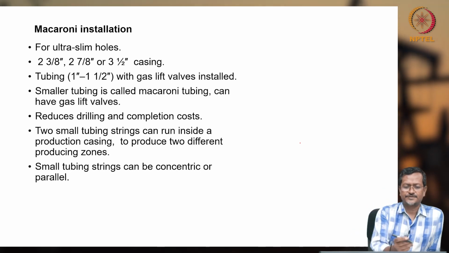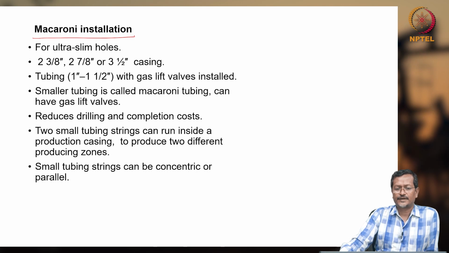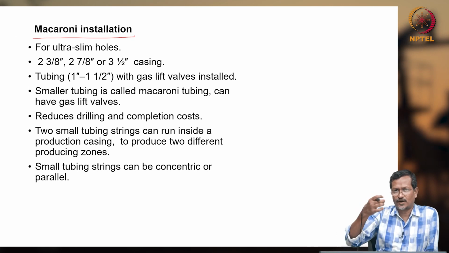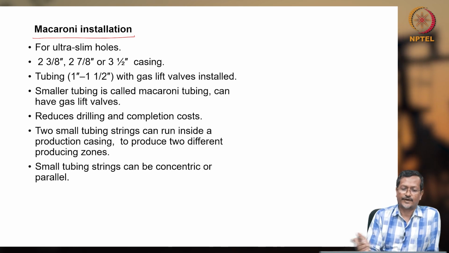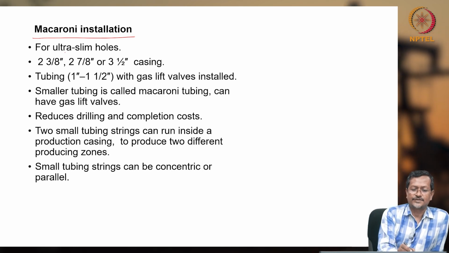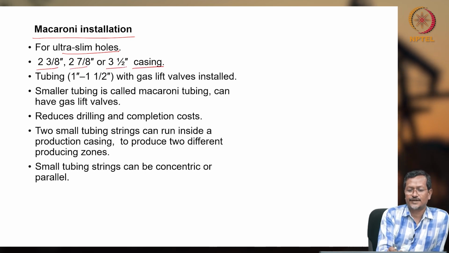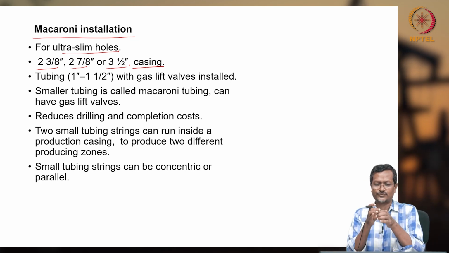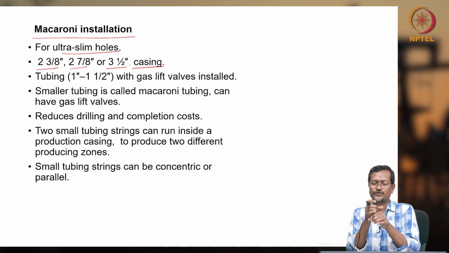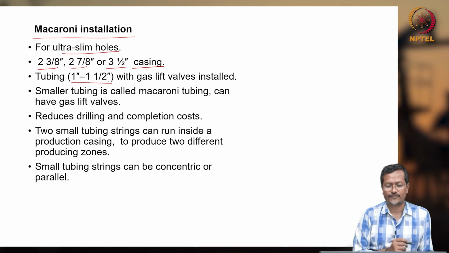This term, macaroni installation, comes up again and again when you study gas lift systems. Actually, this was a very slim hole, ultra slim hole application, with tubing for gas lift. It is used for ultra slim holes, and the casing sizes they mention are like 2 and 3/8 inch, 2 and 7/8 inch, 3.5 inch. Within this range the casing will be there. So it is a very slim hole, and inside you are putting tubing, so the tubing must be much narrower. Here you can see the tubing size becoming 1 to 1.5 inch.